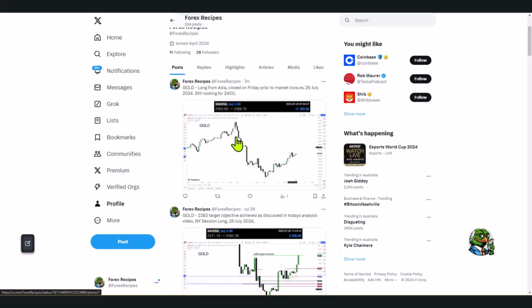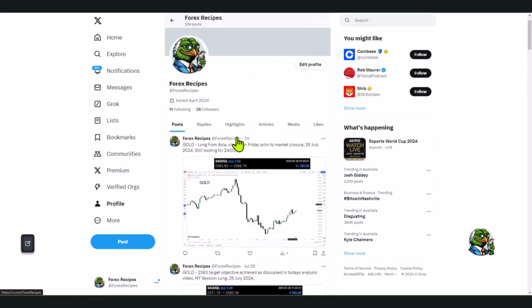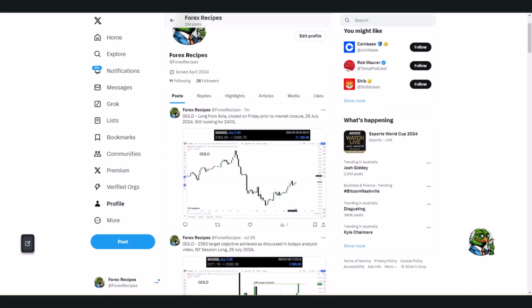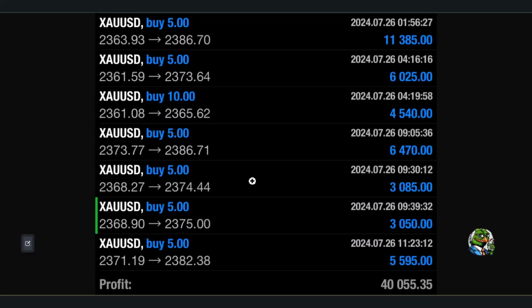So let's now talk about, and let me just very quickly show you. I show you this now so you can see how I trade. These are all my trades on Friday. Majority of these I've journaled for you, and you can see them in my Twitter profile. This is one I closed.